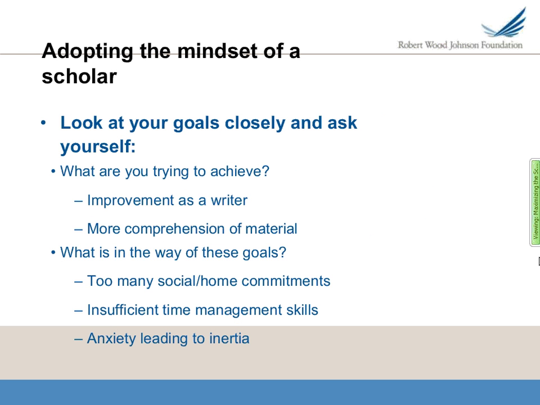Adopting the mindset of a scholar, one thing you could do is think about what you are trying to achieve, and think closely about that. So if you're trying to improve as a writer, or get more comprehension of the material, or get a better understanding, or find a better way to convey your thoughts in the classroom, you think about that. That's what I'm trying to do. And so what's getting in the way of that? Is it because I'm spread too thin? I have too much going on at home or socially.